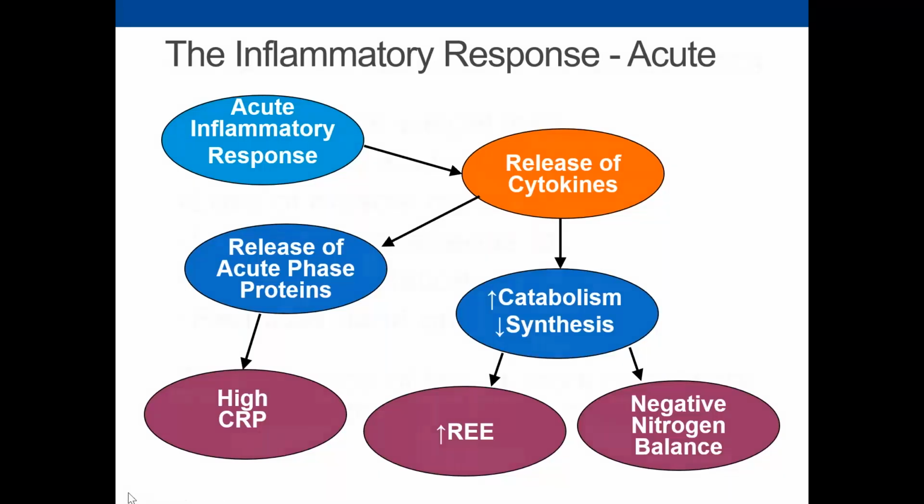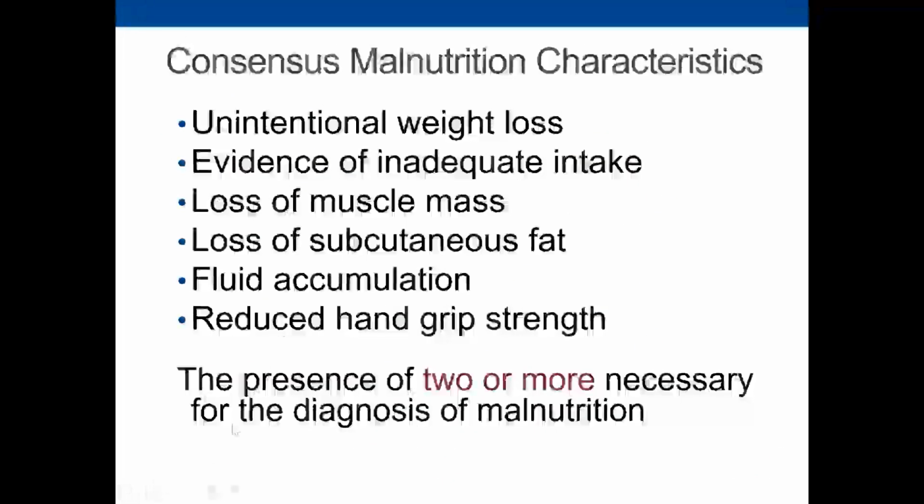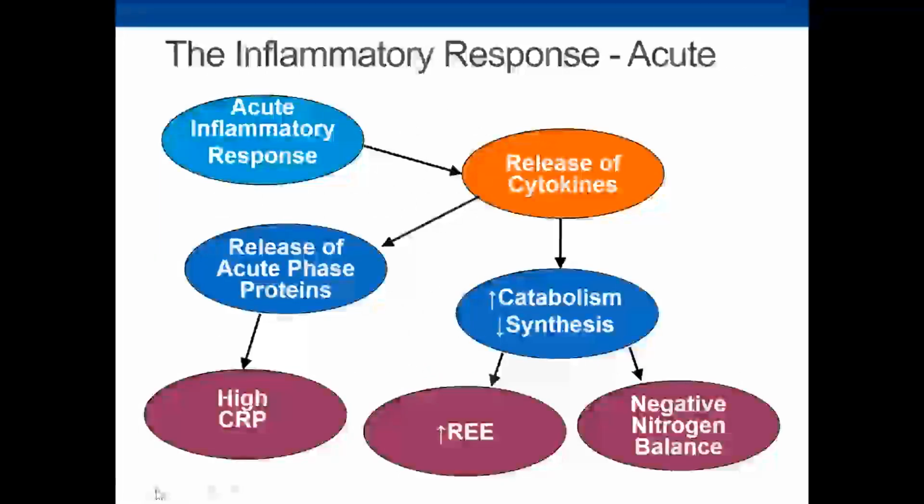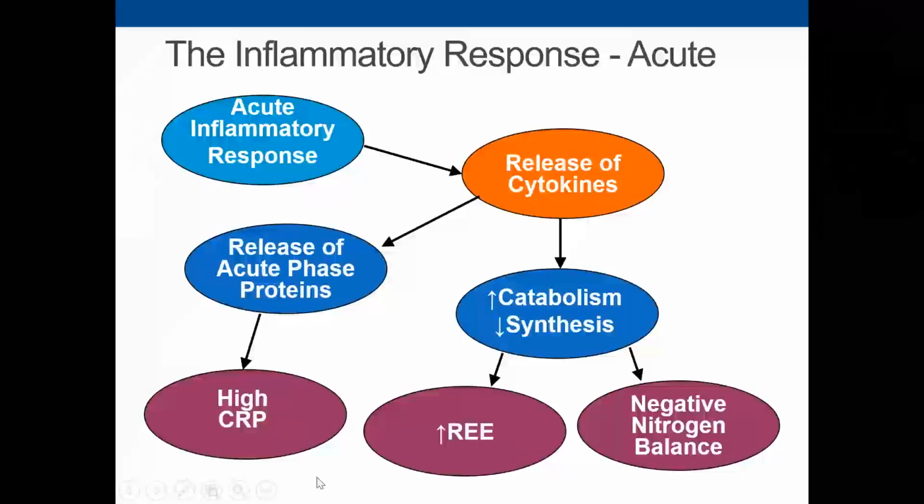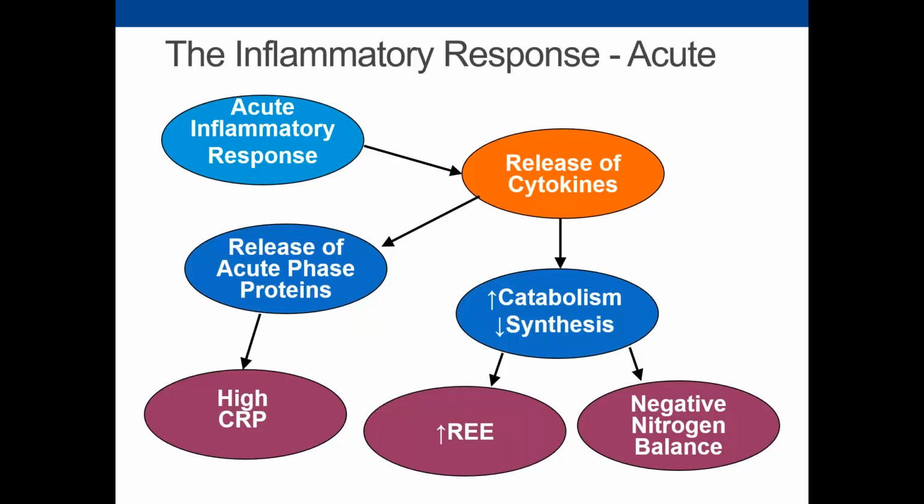I didn't mean to skip over this. I'm going to go back a little bit. But you can see the characteristics are related to weight loss, evidence of inadequate nutrient intake, physical assessment in the form of assessing for loss of muscle mass and loss of subcutaneous fat, and then fluid accumulation and a functional measure, which is reduced hand grip strength. So now we'll go into the etiology discussion and assessing for inflammation.